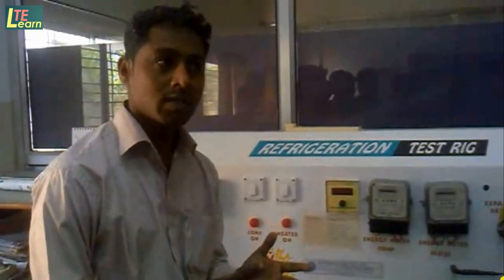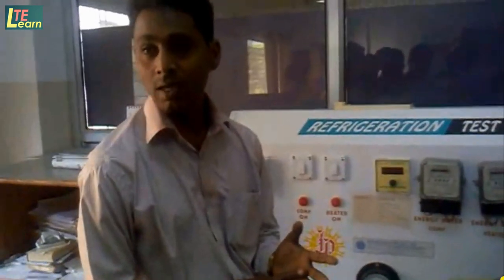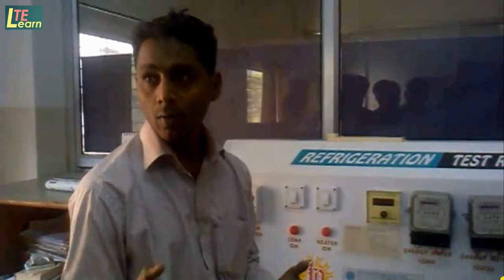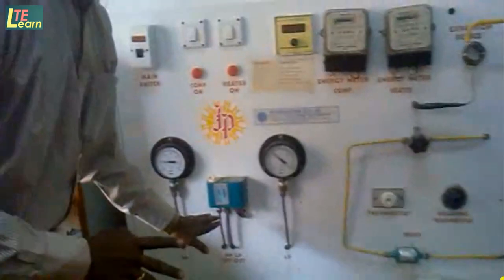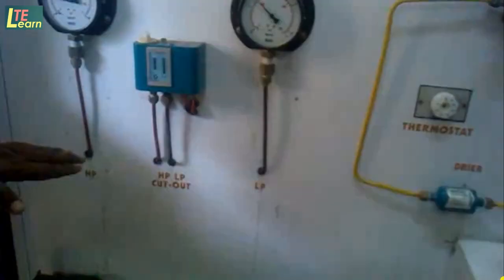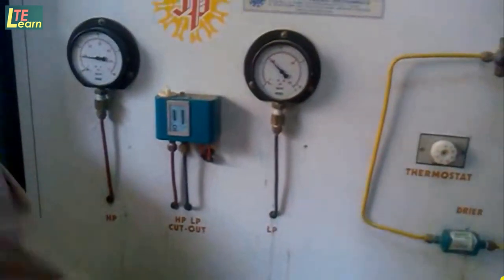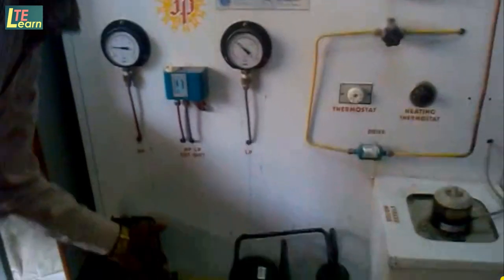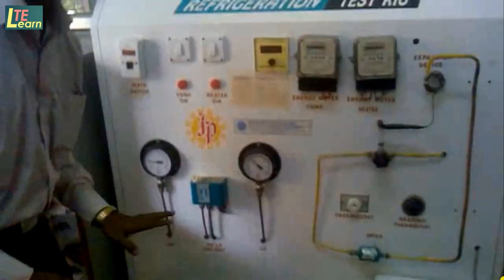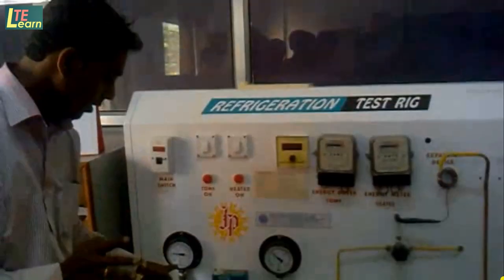Wet compression versus dry compression we have seen. There are some disadvantages of wet compression, that is, lubricant may wash out from the compressor. The HPLP cutout will protect the system. When the system is running out of the high pressure range and low pressure range, then automatically the compressor will switch off. This also we have seen.